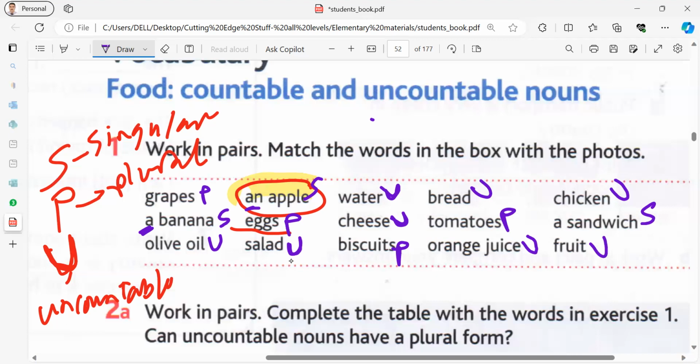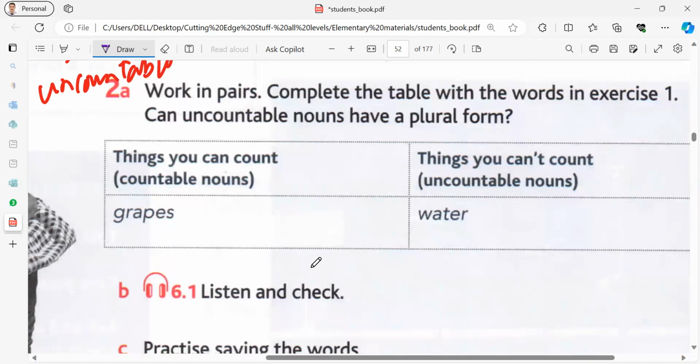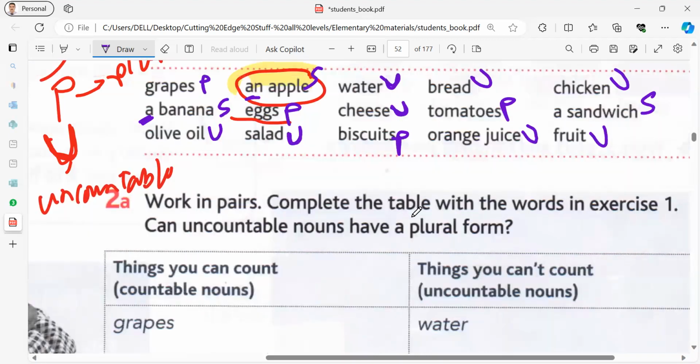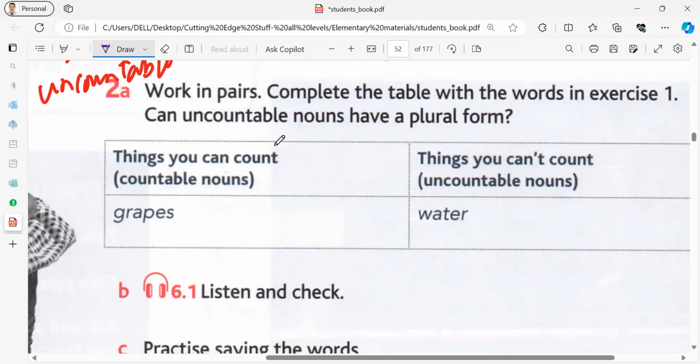Right? So this is, guys, countable and uncountable nouns. If countable noun means singular, plural. If uncountable noun, don't put s, don't use a or an or anything. Things you can count, countable nouns. Things you can't count, uncountable nouns. Let's listen and check if we are right or wrong. Listen and write, guys.